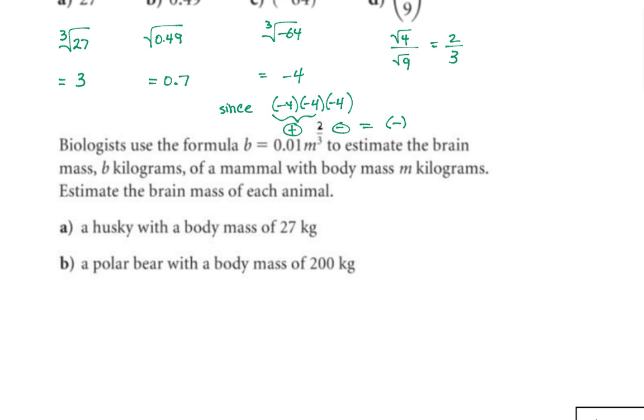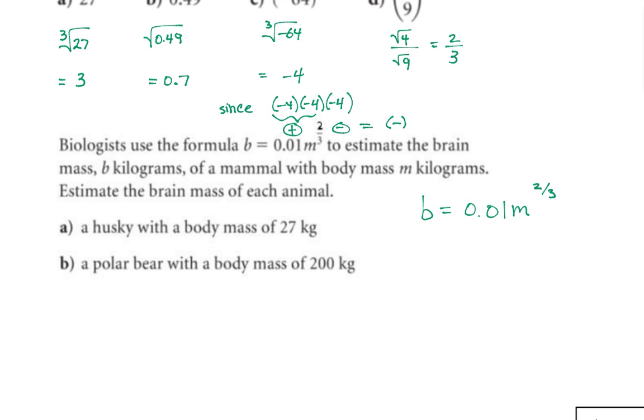Now the last one, this is some pretty basic stuff, but I need you guys to make sure your formula work is there. So that's why this question is there. It says biologists use this formula. Okay, whoop-de-doo. B equals 0.01 m to the 2/3. Like, I don't care about the biologists and I don't care about this formula. I just care that you guys know how to use the formula.